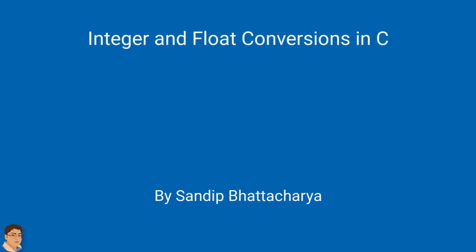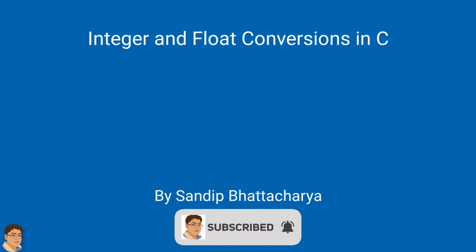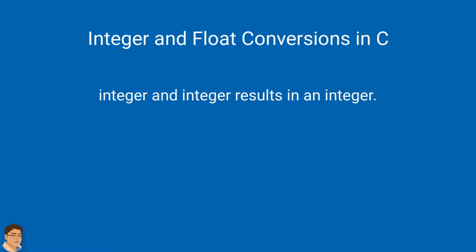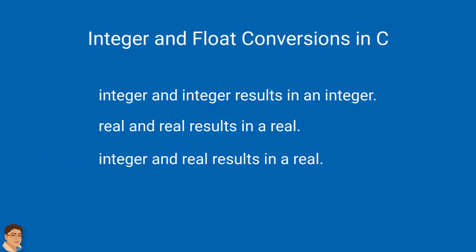To effectively develop C programs, it is necessary to understand the rules for the implicit conversion of floating point and integer values in C. These are mentioned as follows. An arithmetic operation between an integer and integer always results in an integer. An operation between a real and real always results in a real. An operation between an integer and real always results in a real.